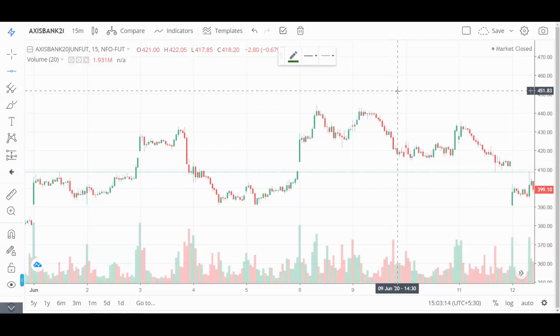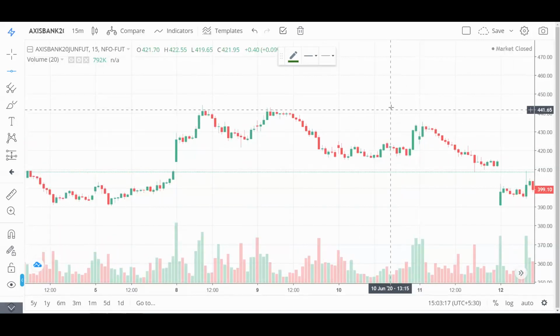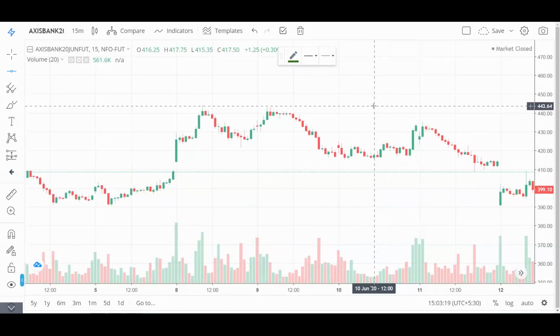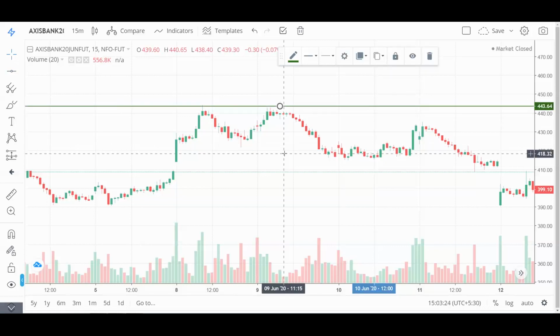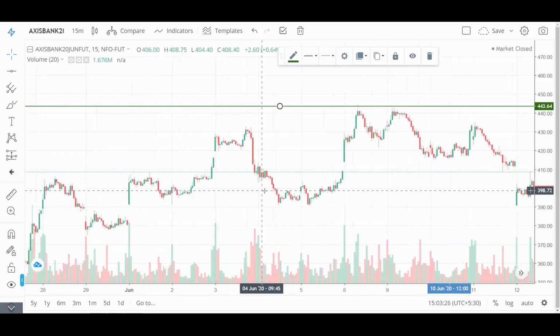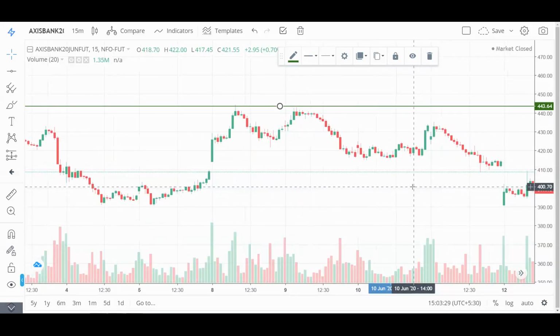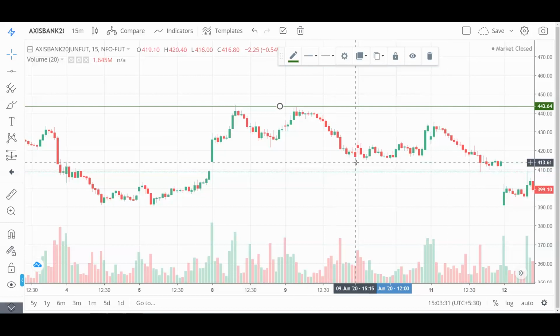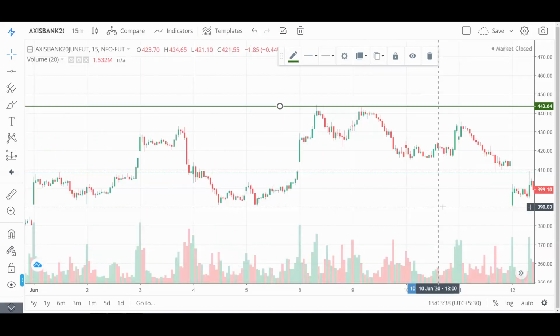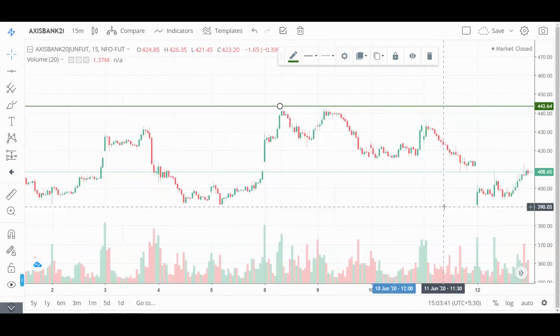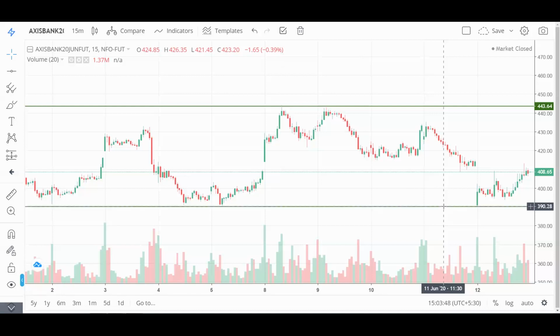So here you can see I can draw a resistance level at this high, because this high is not yet broken in the past trading sessions. So I have drawn one resistance line, and same for the low. I can draw here another line.